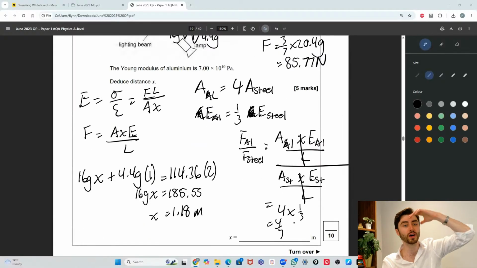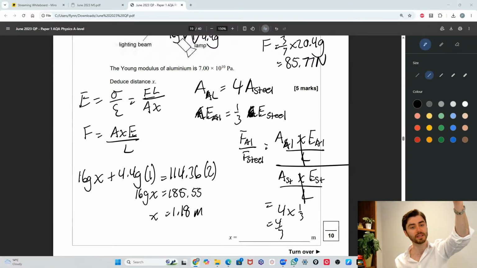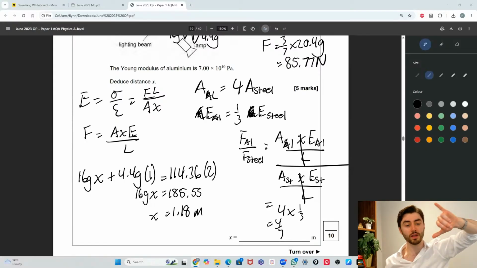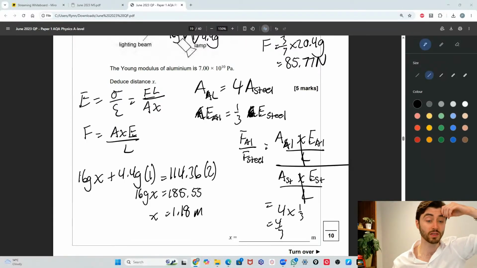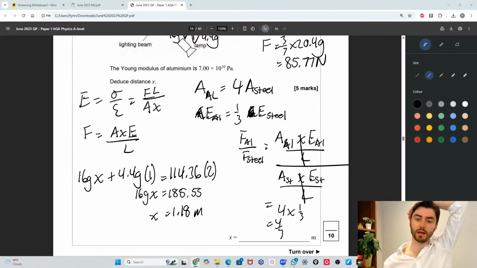You could also have got that because the strain is the extension over the original length. That will be the same for both. So actually, because that's the same for both, that kind of cancels, and then you just get this. It's basically what I did. So you get the relationship between, yeah, basically that's what you've got to do.